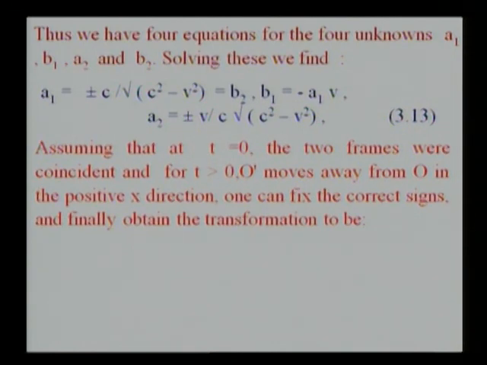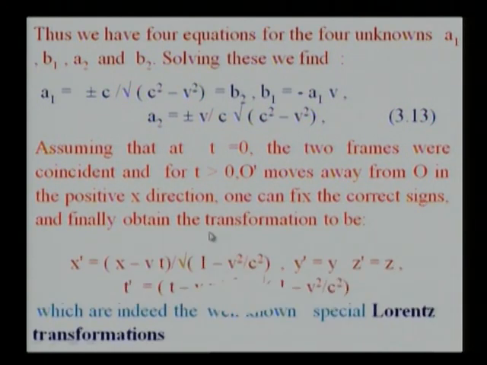For that, assume that at t equal to 0, the two frames were coincident, and for t greater than 0, O prime moves away from O in the positive x direction. One can fix the correct signs and finally obtain the transformation: x prime is x minus vt by root of 1 minus v squared by c squared. Y prime and z prime do not change. T prime is t minus vx upon c squared by root of 1 minus v squared by c squared. These are indeed the well-known special Lorentz transformations.